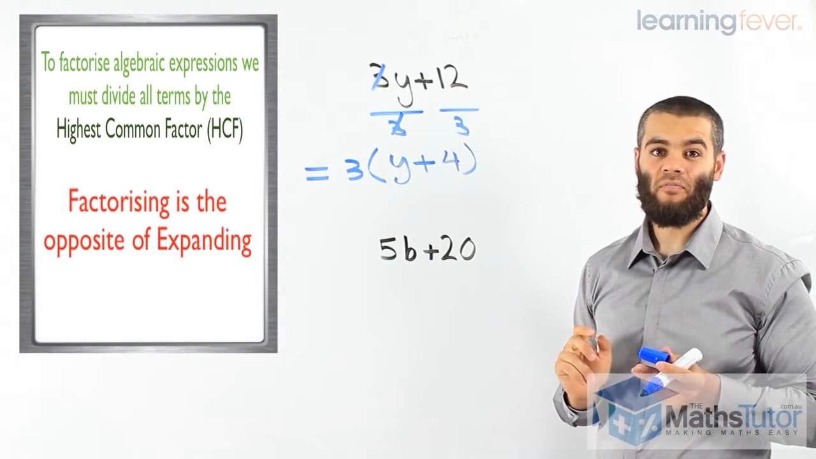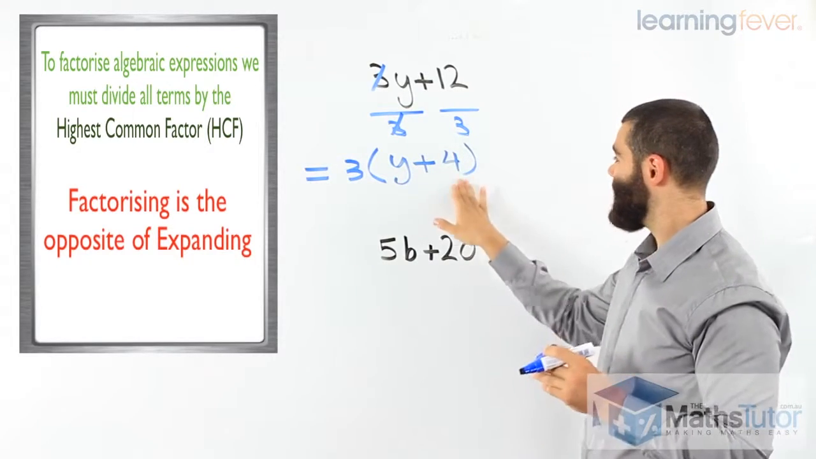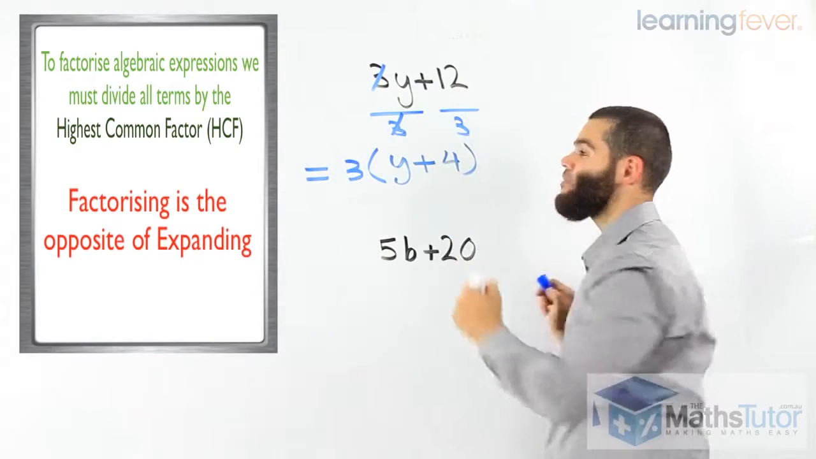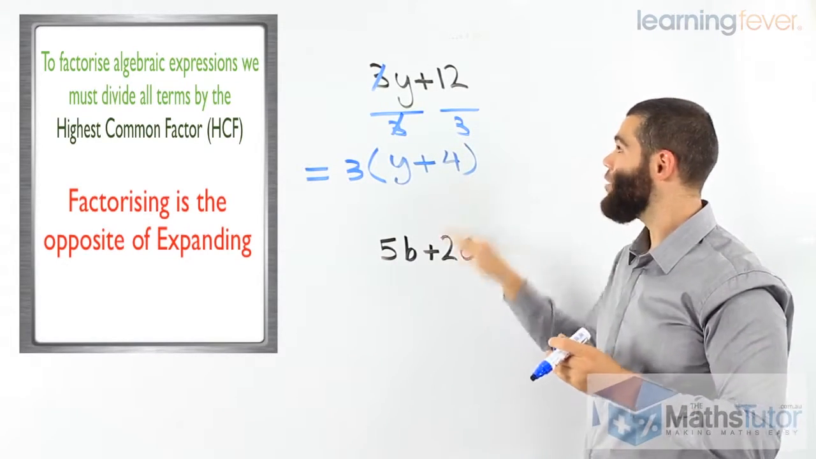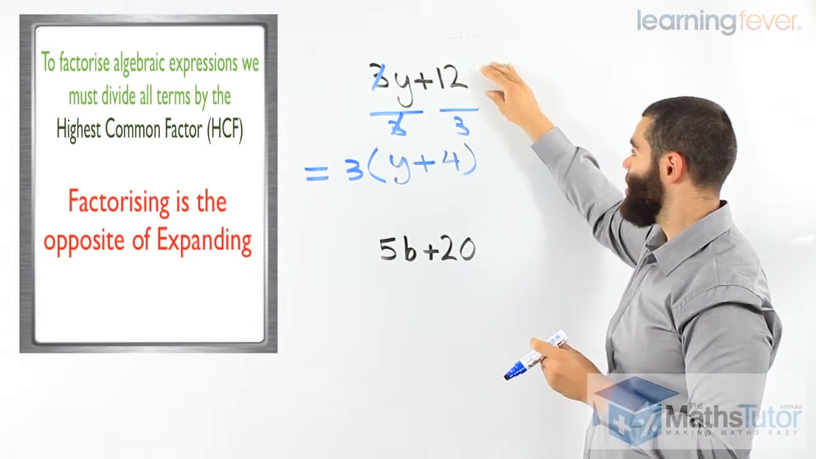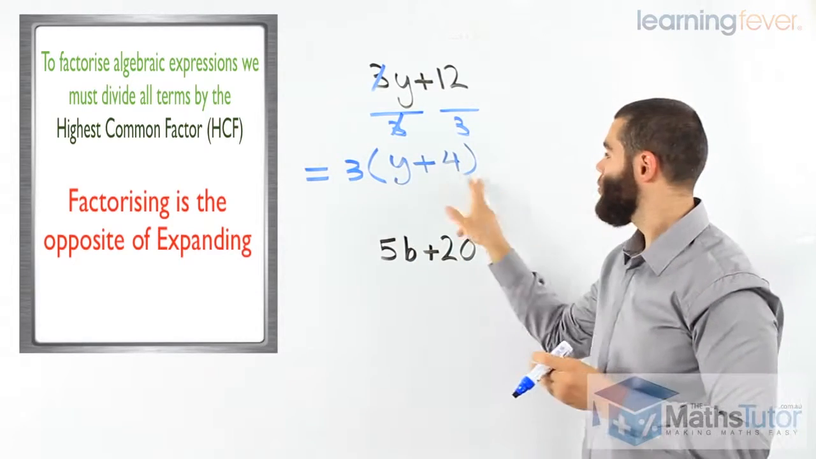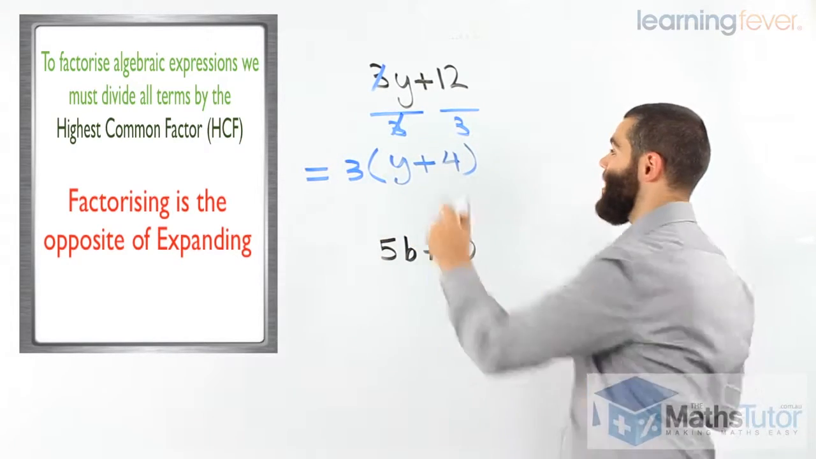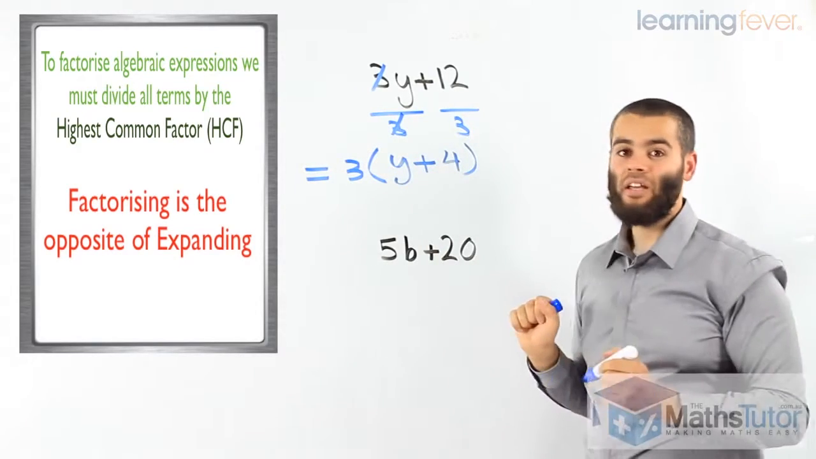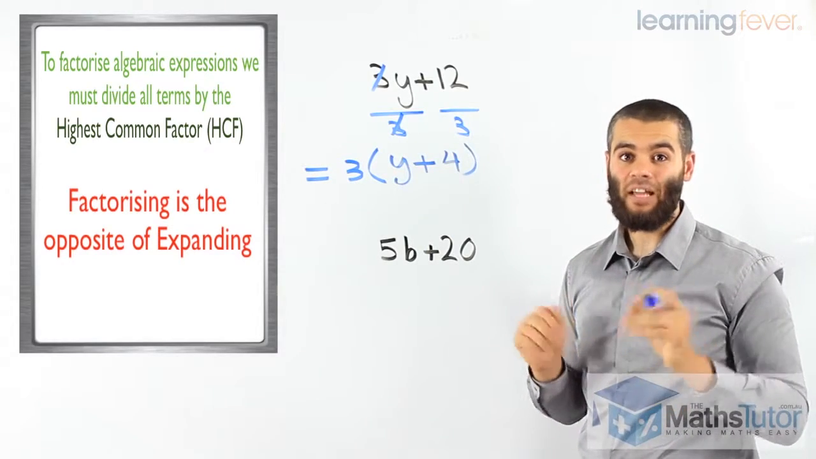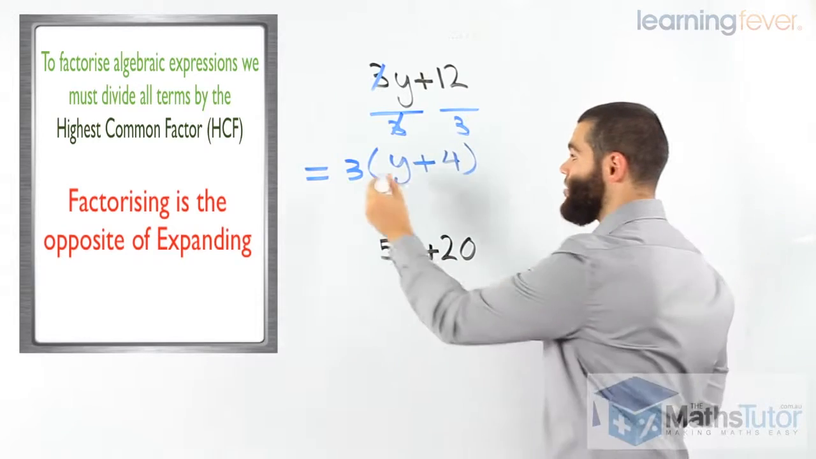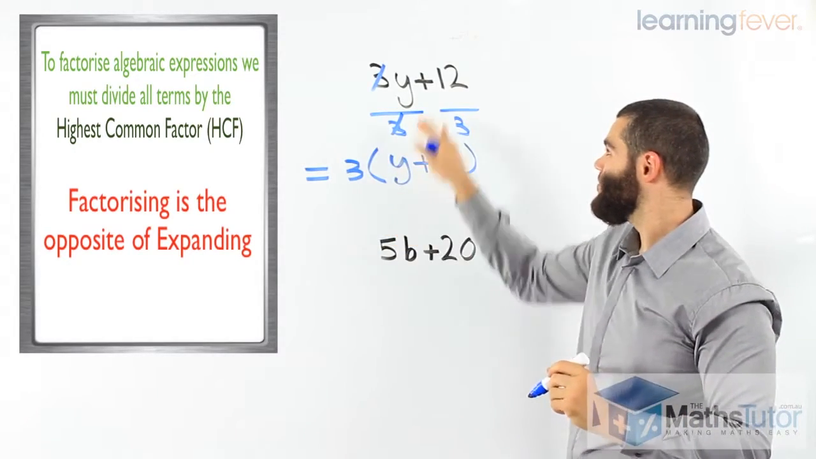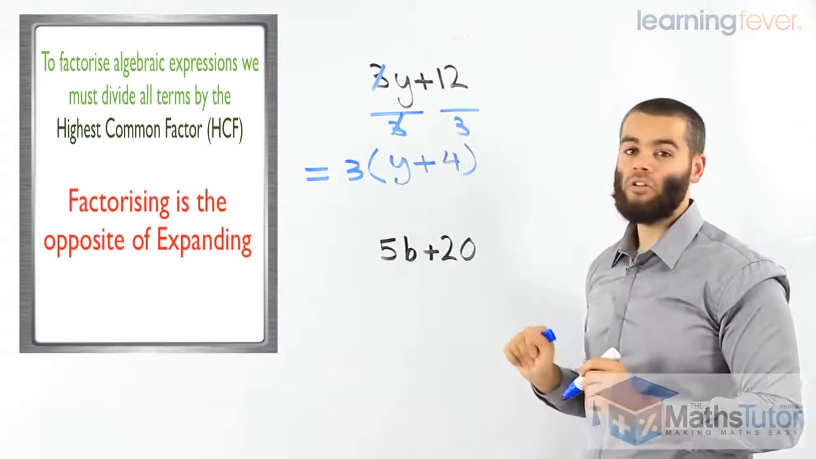Factorizing is the opposite of expanding. When we were expanding, we had our question like this, and we multiplied 3 times y, and we got 3y, 3 times positive 4, and we got plus 12. So now we are going the other way around. We're going from here, and we are factorizing, and we go back to a form where the highest common factor is outside, and we have our brackets with y plus 4 inside. If you want to know, did I factorize correctly? All you need to do is expand again. 3 times y, 3y, 3 times positive 4, positive 12. Yes, we factorized correctly because our answer, once expanded, equals the top as it was there.